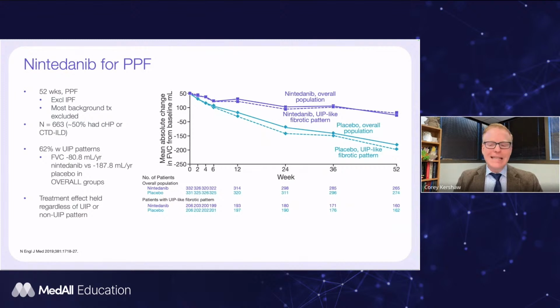So this is the INBUILD study. This was a study of patients with progressive pulmonary fibrosis over 52 weeks. IPF, as I said before, was excluded, and most background therapy was excluded. So if you have a patient who has, let's say, a connective tissue disease-associated ILD, oftentimes those patients are already taking some immunosuppressive anti-inflammatory medication. So those patients were not allowed in this trial.